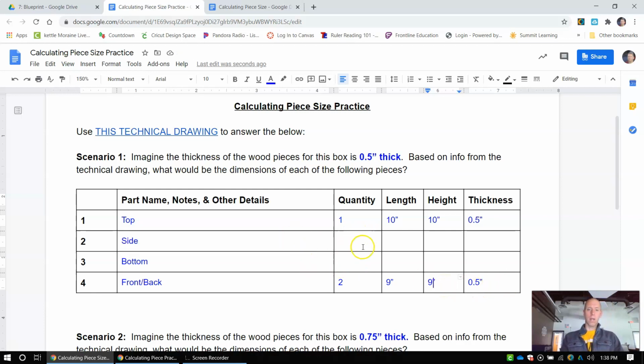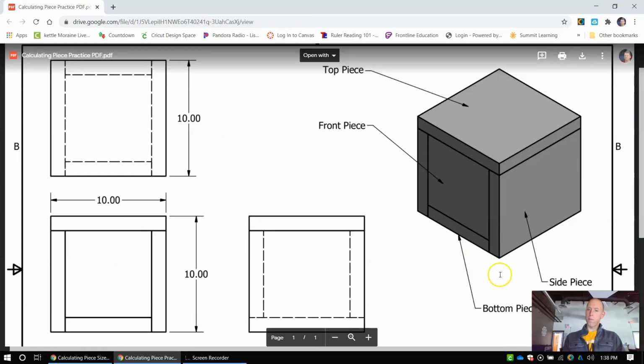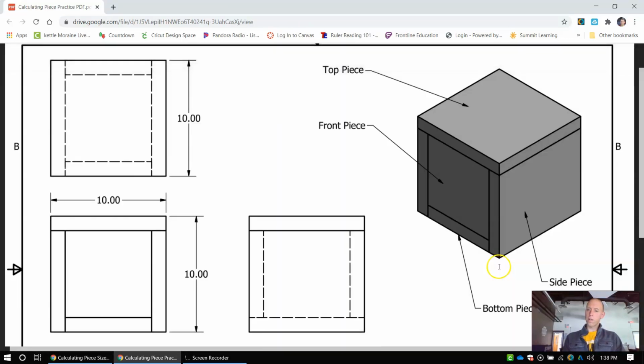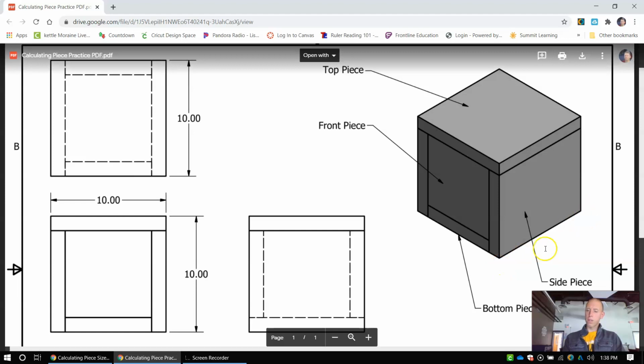So let's take a look at the side piece. How many side pieces are there? Hopefully you said 2, because there's a left and a right. And then let's figure out the length and the height. So this distance from the very front of the side piece to the back of the side piece, what is that distance? Well, you said 10 inches, because that's the total, we call that the width of the cube.